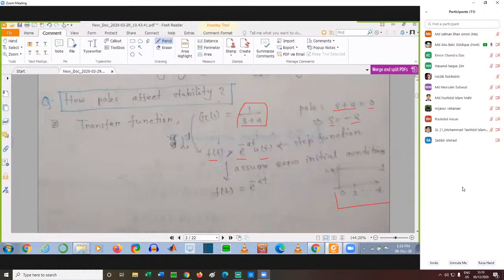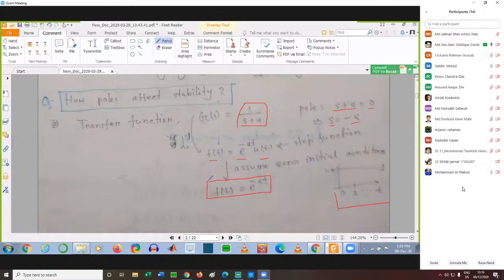So you can write that f(t) equals e to the power minus at. That is what you can write. Okay, for zero initial condition, f(t) equals e to the power minus at.